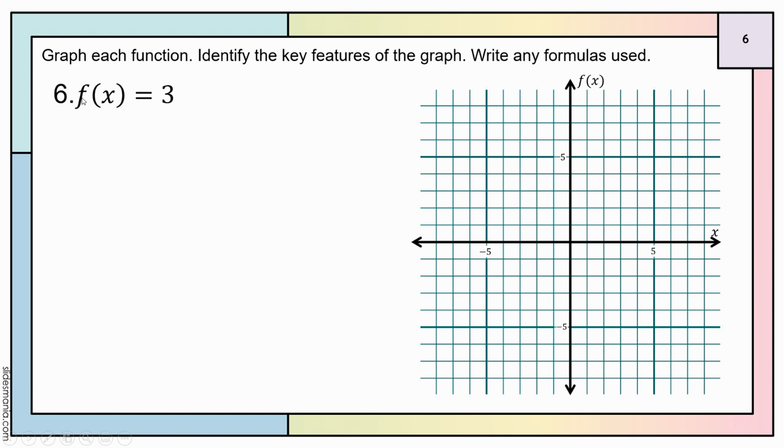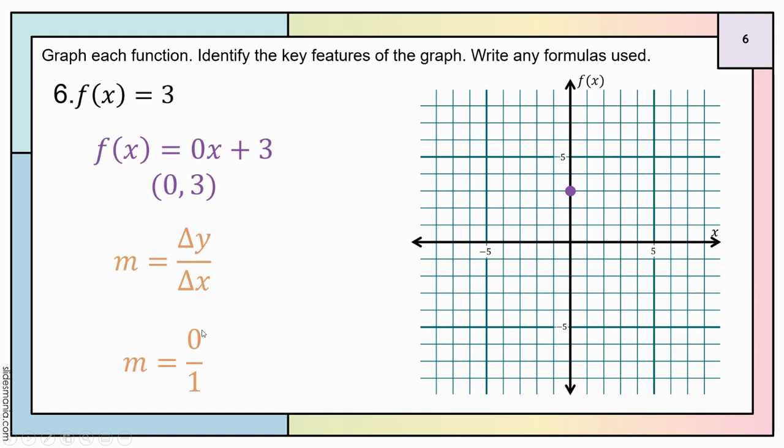All right, in number 6, we've got f of x equals 3. There is no x, so I'm going to write it as if it was 0x plus 3, since we did not have an x term. The y-intercept is (0, 3). And then our slope, change in y over change in x, is 0 over 1. So anytime you have a whole number, put it over 1. So I'm going to go up 0 over 1, up 0 over 1, and then connect my points with a straight edge.